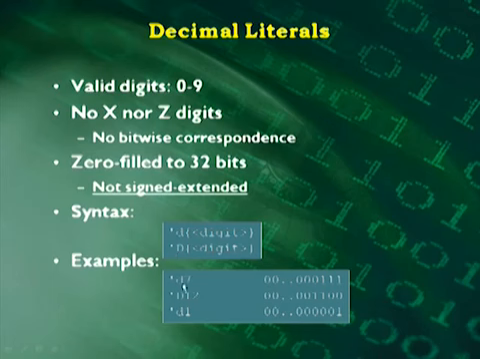So here's an example. 'D7. In binary, this is what it would represent. And similar for 'D12 and 'D1.